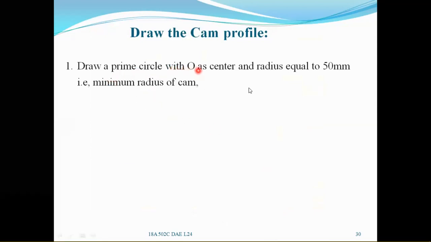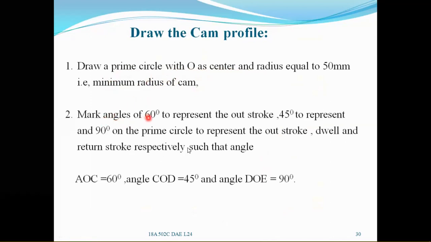Draw a prime circle with O as center and a radius equal to 50 mm. That is the minimum radius of the cam. Also, this prime circle in this case is called the base circle. Mark angles of 60 degrees to represent the outstroke, 45 degrees to represent the return stroke, and 90 degrees respectively, such that the angle AOC is 60 degrees, angle COD is 45 degrees, angle DOE is 90 degrees.